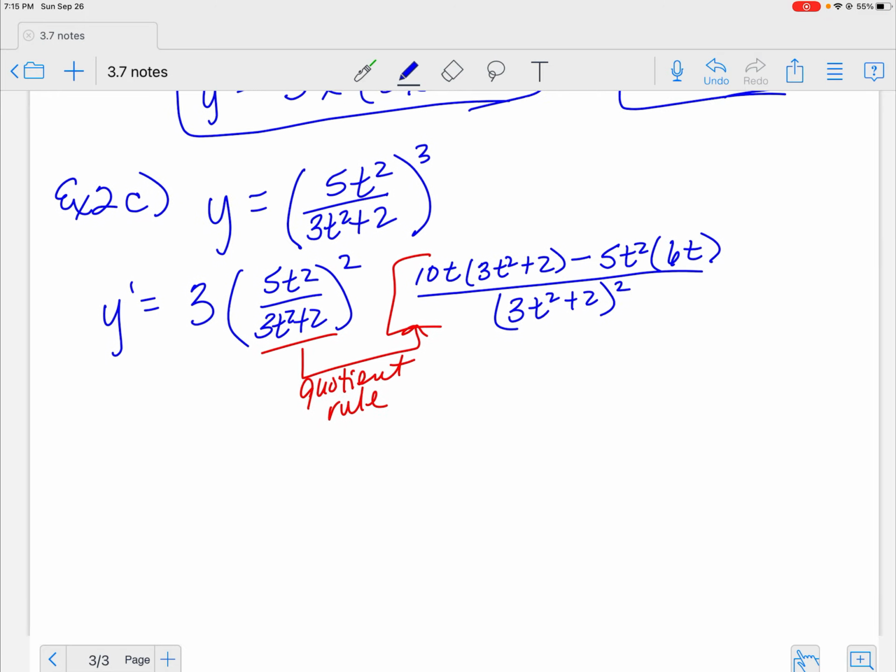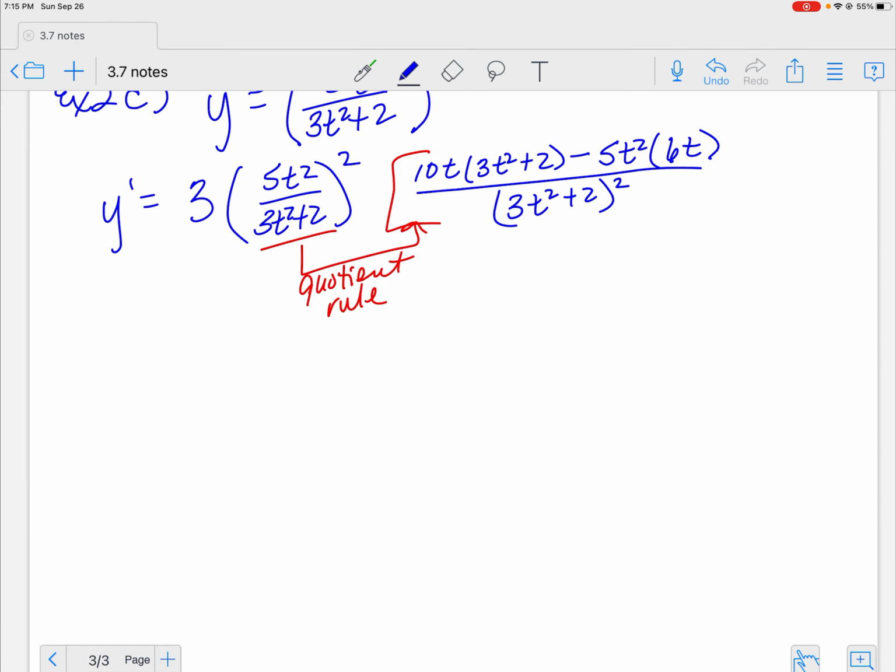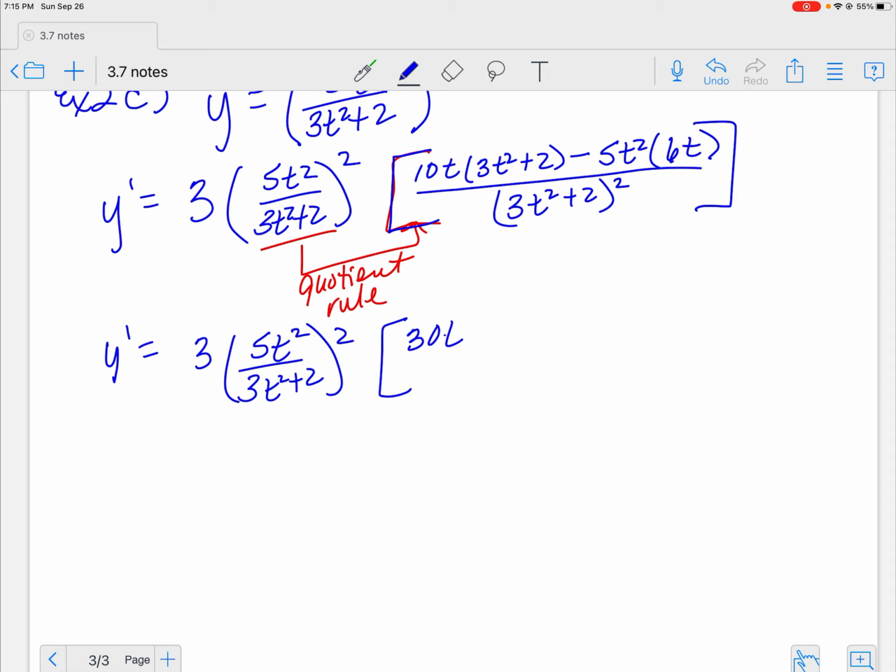So we have, let's scoot this up a little bit. We get to do some algebra now as well. Oops, I forgot to close that off. That's from these. Now clean that up. What do we have? y prime is equal to 3 times 5t squared over 3t squared plus 2, squared. And I get a 30t cubed plus a 20t. Ooh, check it out. Minus 30t cubed. Ooh, that's nice. All over 3t squared plus 2, squared.